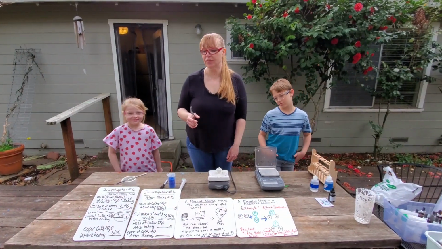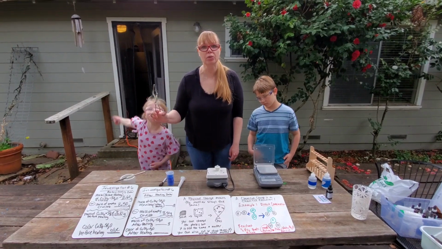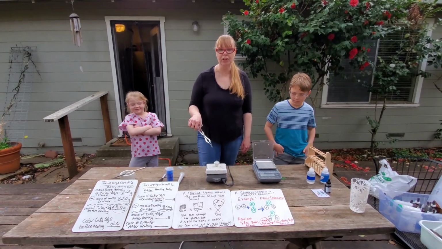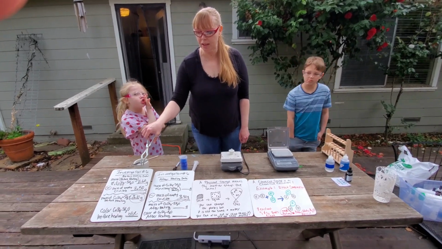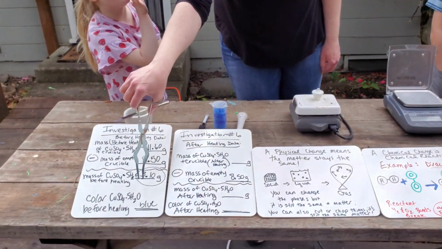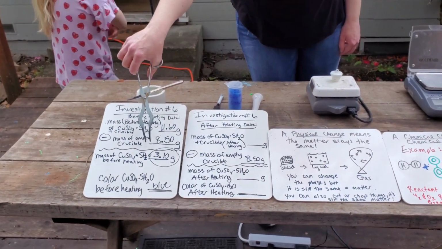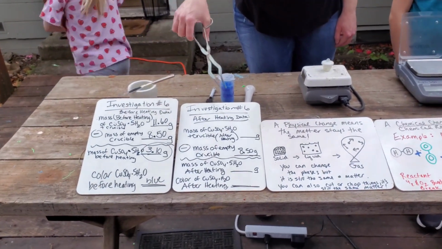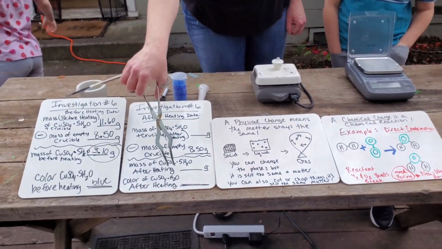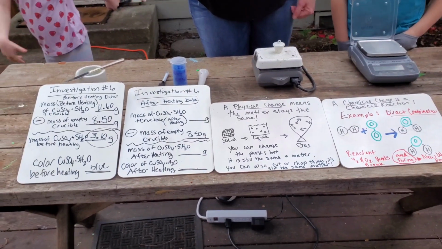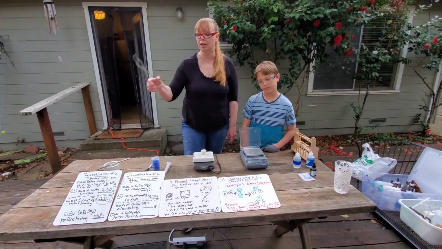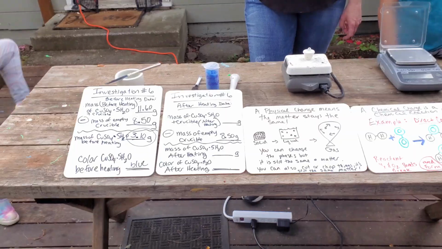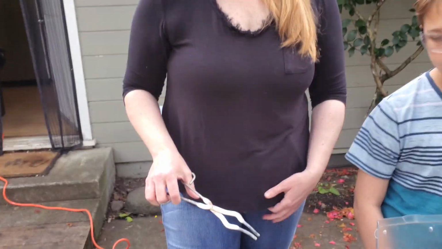All right, students, we're on investigation number 6 right now. We let this copper sulfate pentahydrate heat, and we already collected the data. It was blue powder before, and it had a mass of 3.1 grams. Now we're going to see after heating what the color of the powder is and how much mass it weighs. Qualitative, quantitative data. Get this in your notebooks. All right, let's do this. Wait. Okay. Tell me when.